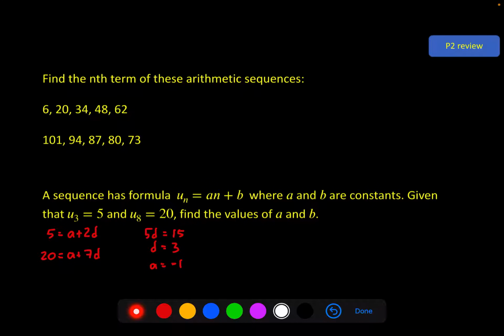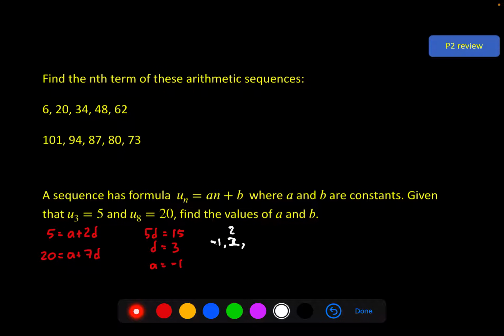So in the previous video we had this question: a sequence has this formula where a and b are constants, the third term was 5, the eighth term was 20, find the values of a and b. And we put together some simultaneous equations using this information and the general formula. And then I found the common difference was 3 and the first term was 1, and I even went so far as to check that to make sure it was right.